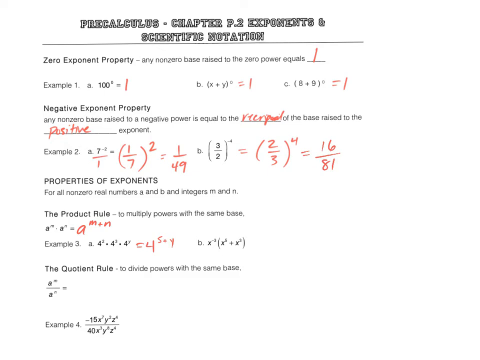itself. In B, we're going to have to distribute this into the parentheses, and so we get x to the negative third times x to the fifth plus x to the negative third times x to the third. And now we're going to apply the product rule to each of these terms. So x to the negative 3 plus 5 is a positive 2. And then negative 3 plus 3 is 0. And now this term, we can use our zero exponent property from earlier, so that actually equals x squared plus 1.